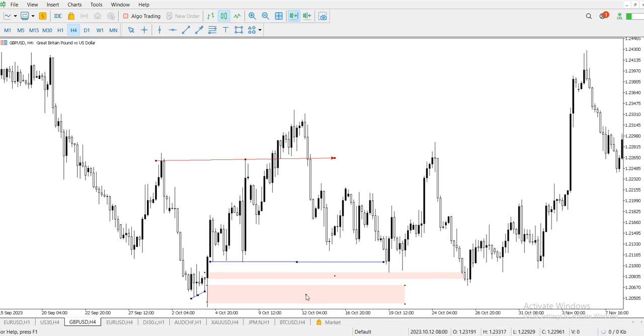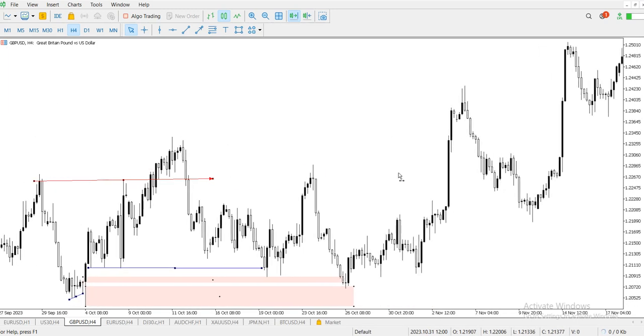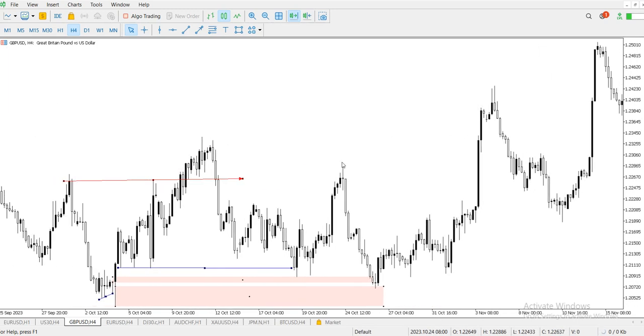So you see price, after rebalancing the imbalance, tapped this institutional candle, which here existed as a wick. Then price started rallying up, and it's still going. If you also check this on a lower time frame, now we'll frame our entry.